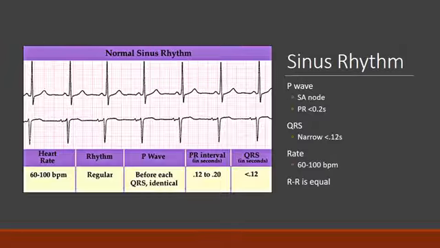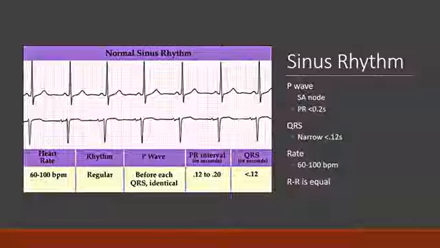All right, so the sinus rhythm, what do we see? We see a P wave, yes. And because we see a P wave, we know that that's going to originate in the SA node. The PR interval should be normal, less than 0.2 seconds. And we should see a normal, narrow QRS complex, less than 0.12 seconds, so anywhere between 0.04 to 0.12 seconds.